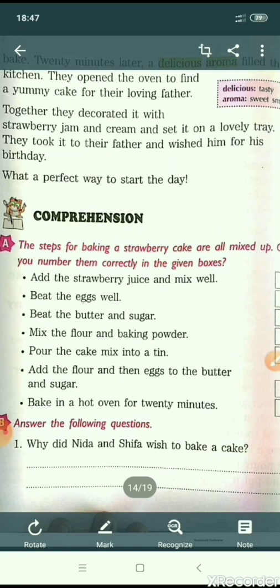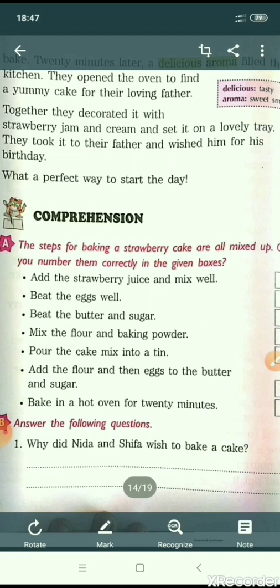Add the strawberry juice and mix well. Beat the eggs well. Beat the butter and sugar. Mix the flour and baking powder. Pour the cake mix into a tin. Add the flour and then eggs to the butter and sugar. Bake in a hot oven for 20 minutes.